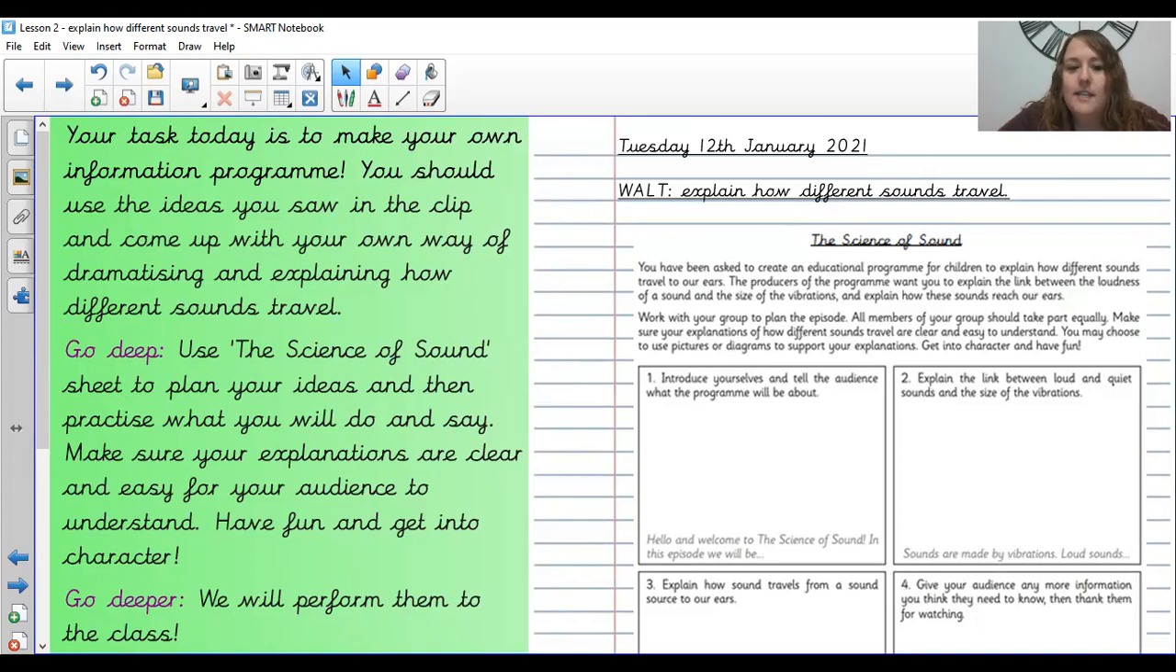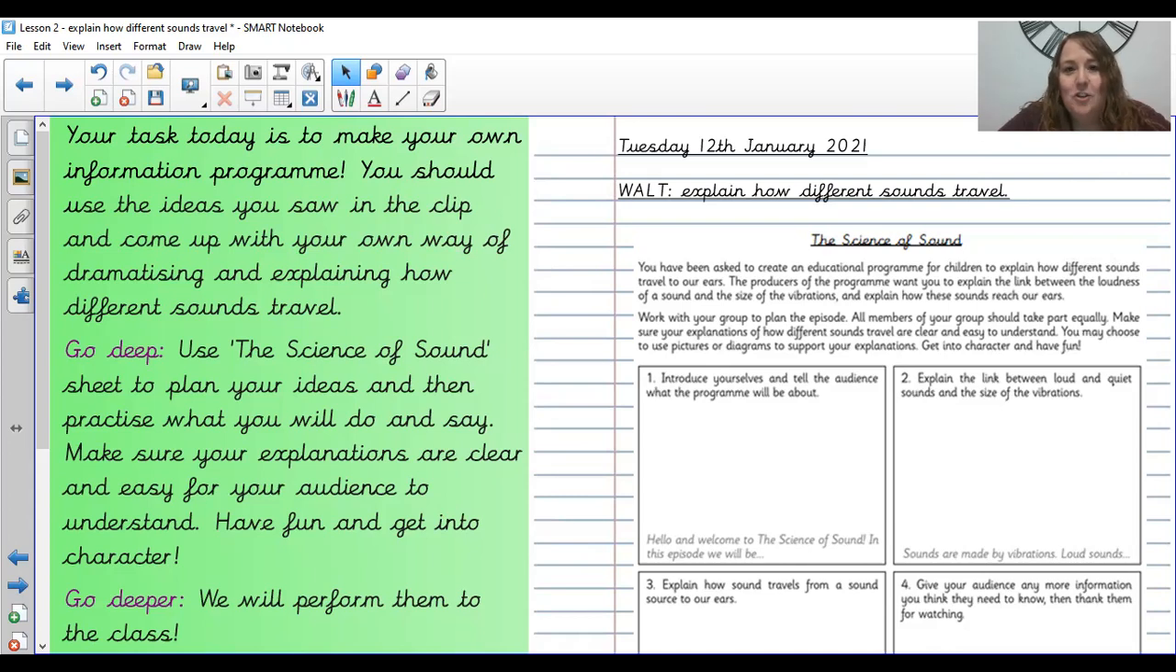So it says to use the Science of Sound sheet. So that's the sheet below here that you can see on the screen now. And I've also popped it into a different format if you scroll down on the daily planning sheet for today. And you will plan your ideas. And then you'll practice what you want to do and what you want to say. However, you need to make sure that your scientific explanations are clear and easy for your audience to understand. Imagine that you are sharing this with the year threes who don't know much about how sound travels yet.